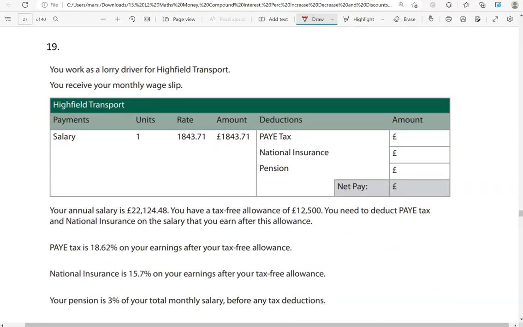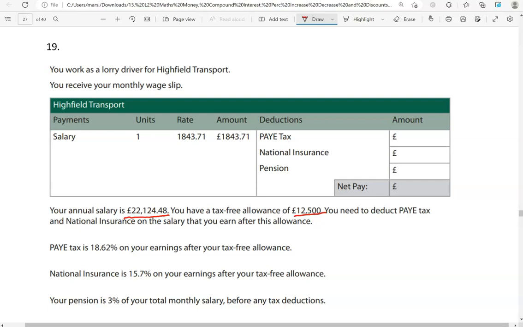You work as a lorry driver for Highfield Transport. You receive your monthly wage slip. Your annual salary is £22,124 and 48 pence. You have a tax-free allowance of £12,500. You need to deduct PAYE tax and national insurance on the salary that you earn after this allowance.